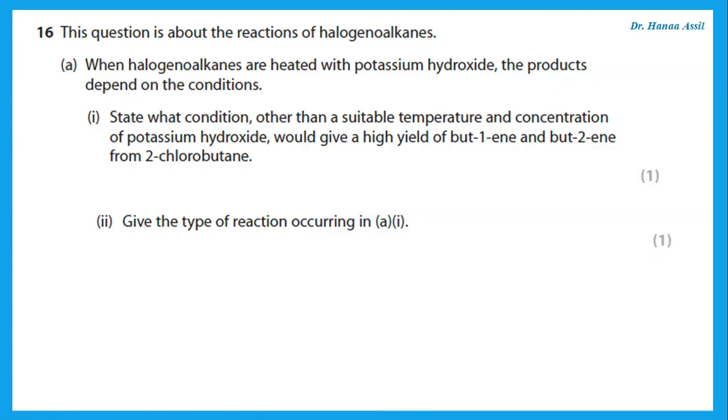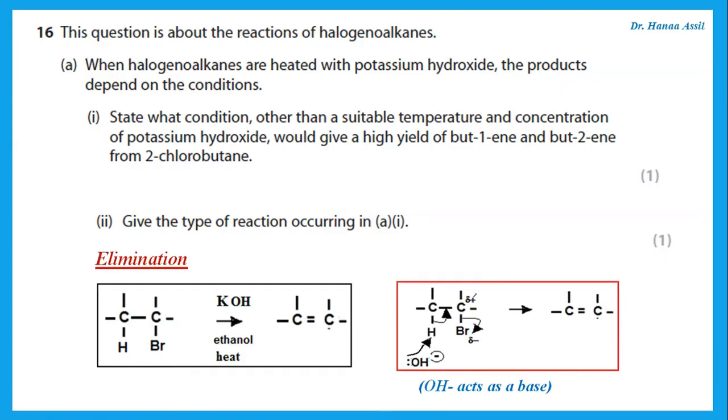So the first question says, state what condition other than a suitable temperature and concentration of potassium hydroxide would give a high yield of alkene. So if I have a halogenoalkane, I'm reacting it with potassium hydroxide in presence of what in order to get an alkene? Remember, halogenoalkanes with potassium hydroxide in ethanol would give the alkene, and that type of reaction is called elimination reaction.